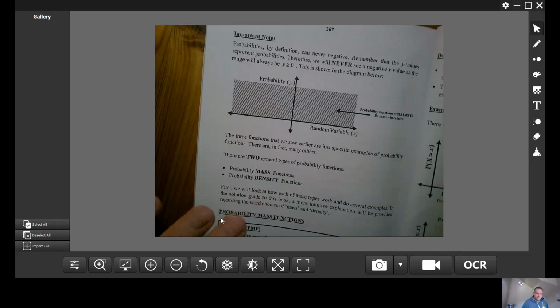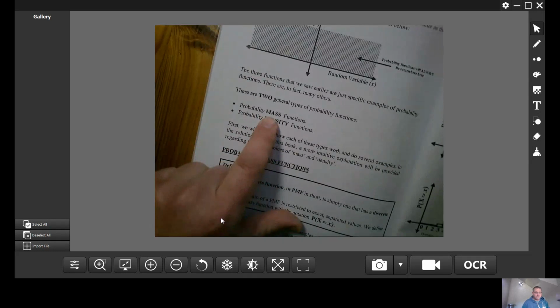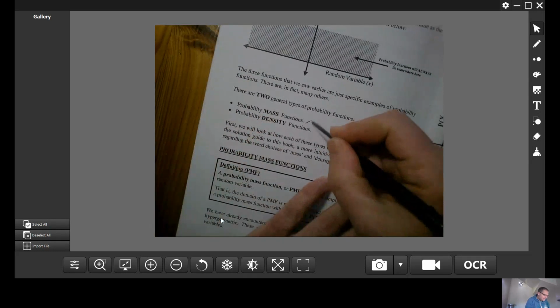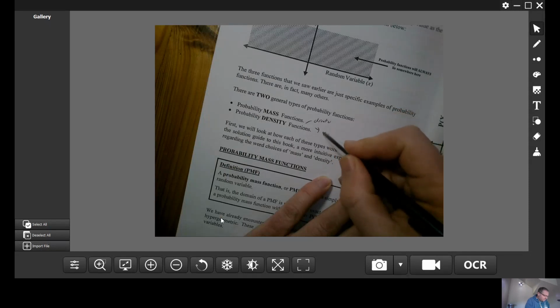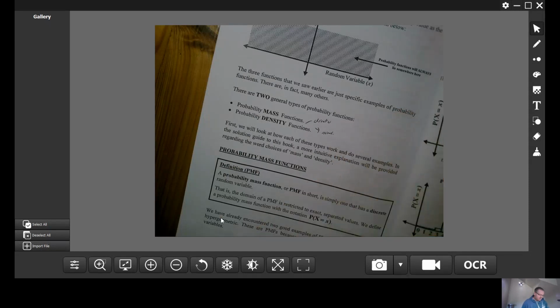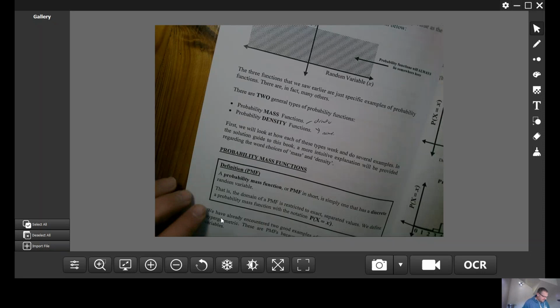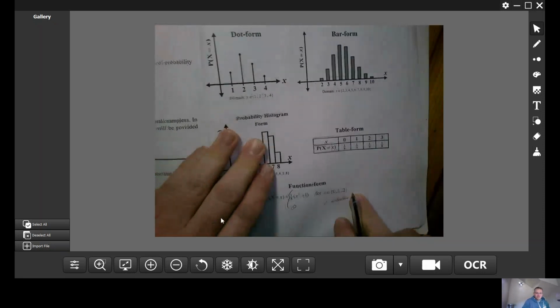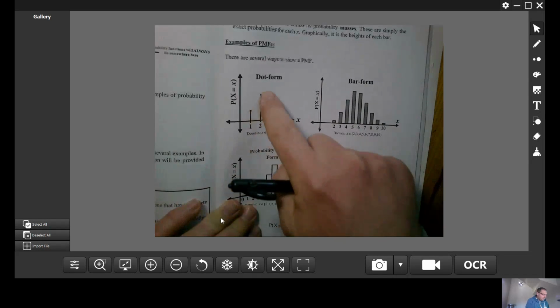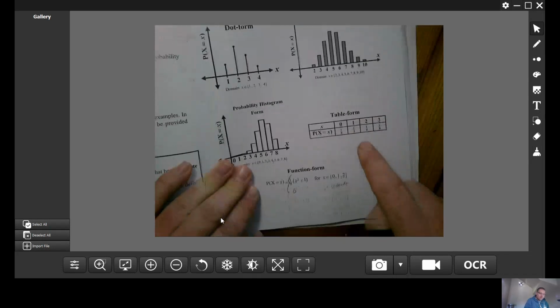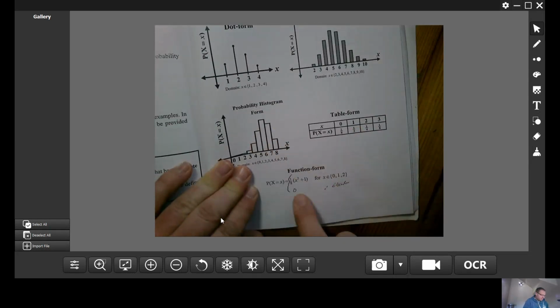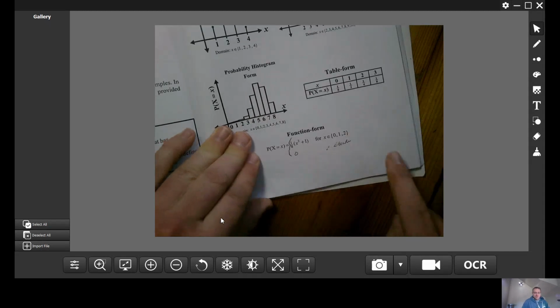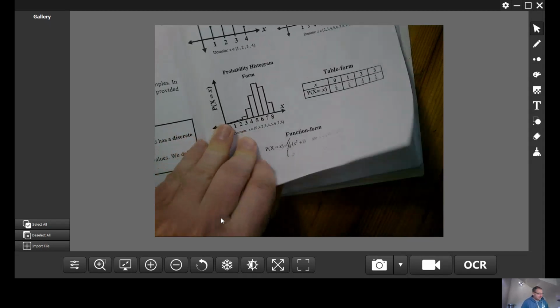Probability mass functions are for discrete variables, like the binomial. Density is generally for the normal distribution, which is the one we're going to use. So PMFs are discrete. Then it goes on to show the different forms they can be represented in. You can read the probabilities off the bars, the table, the histogram form, and the function form for a probability mass function is something like that.